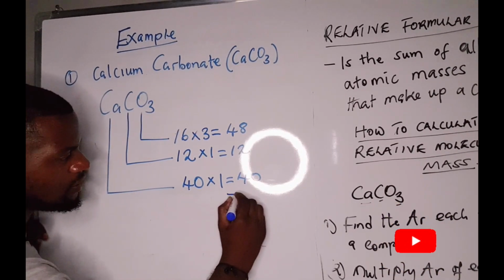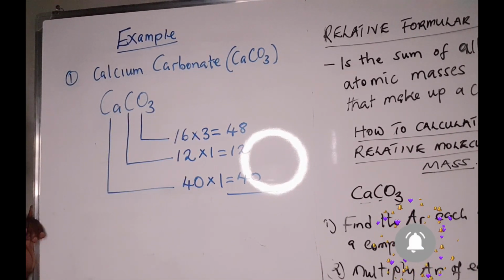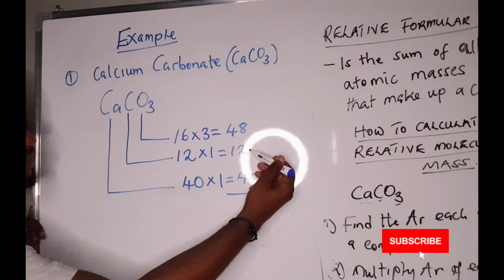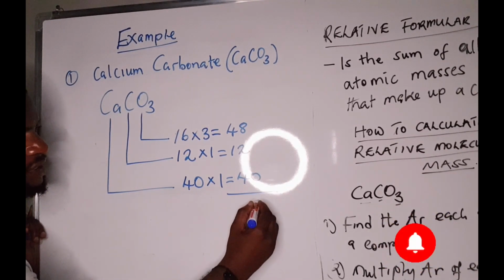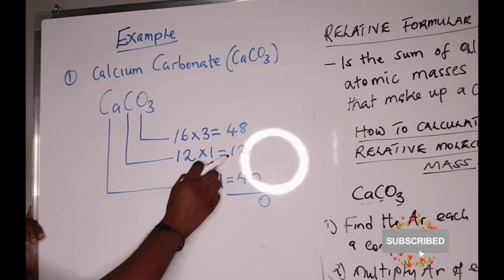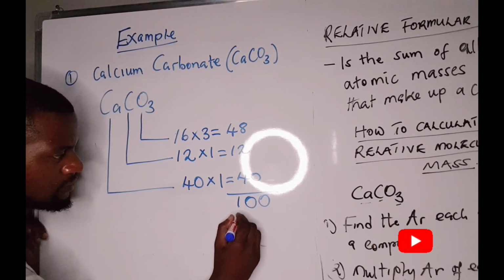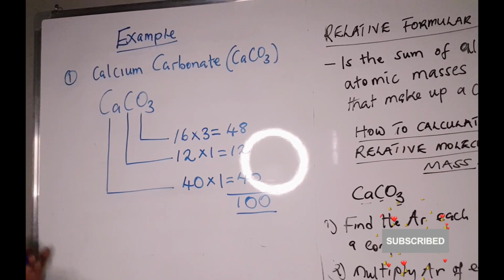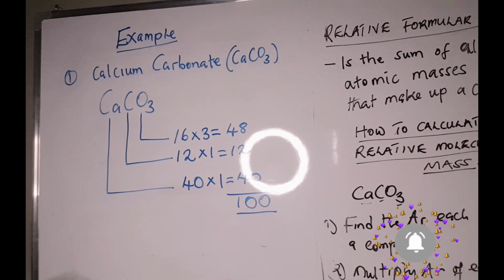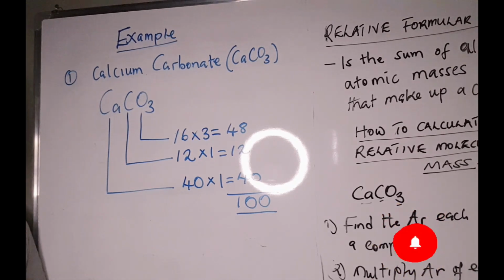Then, when you add everything, we say 8 plus 2 plus 0, which is 10, you write a 0 there. Then you have 4, 5, 9 plus the 1, which is 10, so the answer is 100. So in short, the relative formula mass for calcium carbonate is 100.